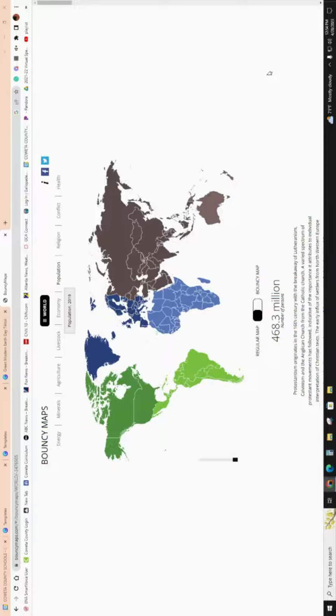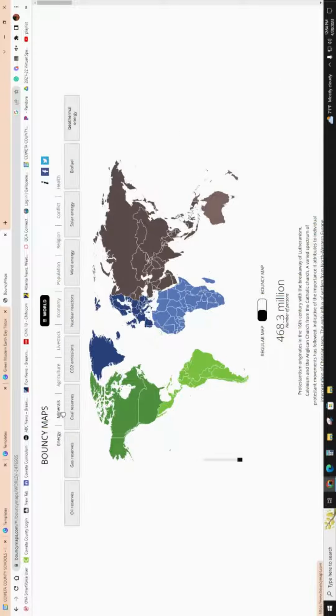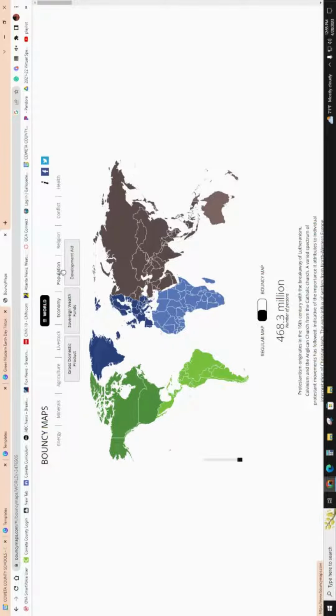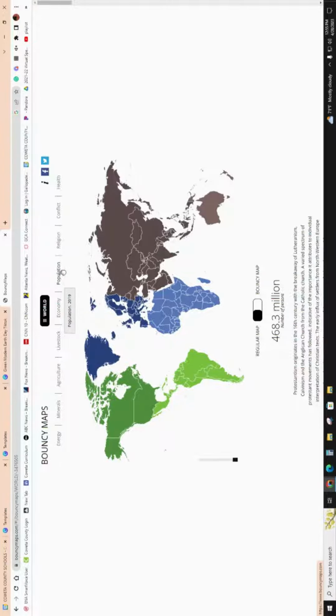Let's take a look at Bouncy Maps and how it works. So what you'll see here is the map of the world, and at the top you'll have various different aspects that you can look at in relation to the world and the production of different resources and the involvement of different countries in those resources. One thing that I like is it starts off with population. It is based off of the 2019 numbers, so that could be a little different now.